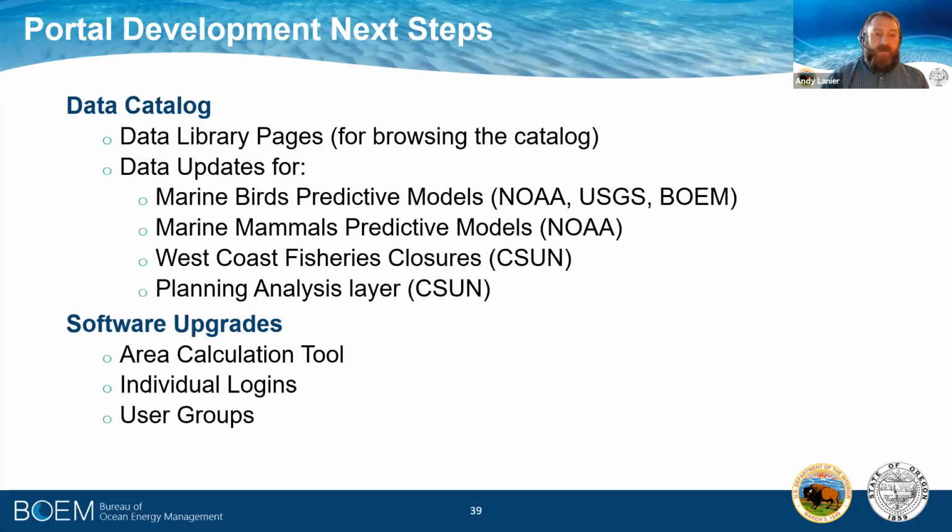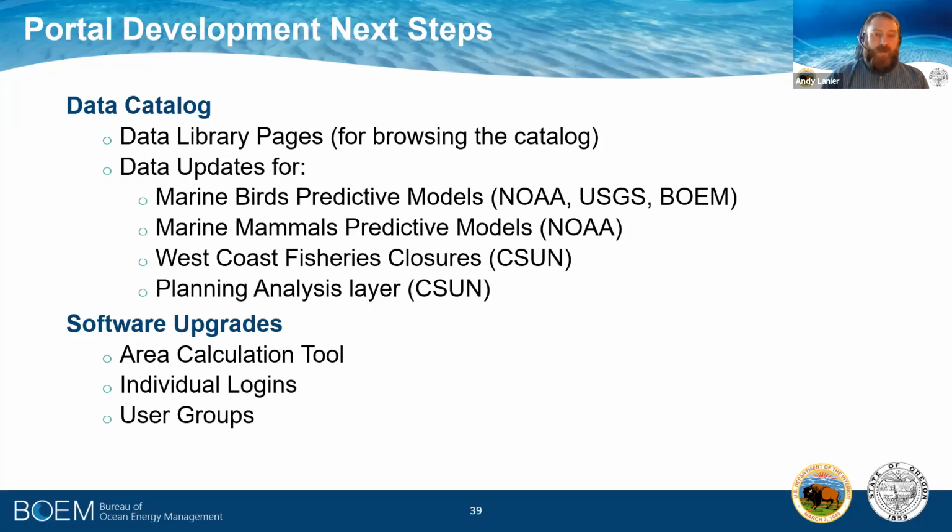Additionally, we have kind of coming along the pike updates for the different data sets that you see here. So we are awaiting information from NOAA, USGS, and BOEM project to develop those marine bird predictive models, in addition to the marine mammals predictive models. And then there is a couple of other layers of importance, one of which is that in 2015, the data portal produced a West Coast fisheries closures layer. That was a summary of all the different types of closure areas across the West Coast. That product is being updated to our recent time horizon.